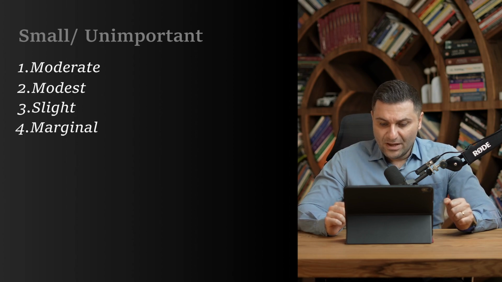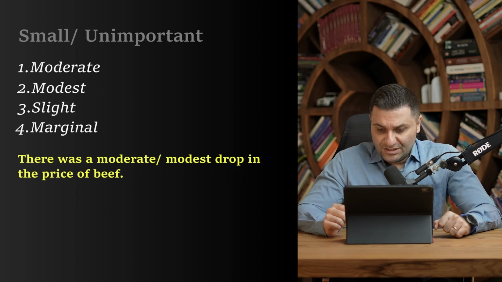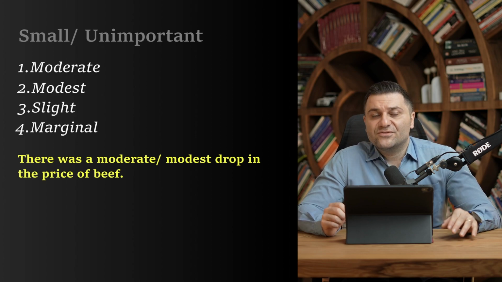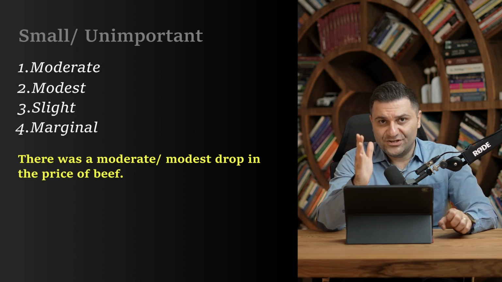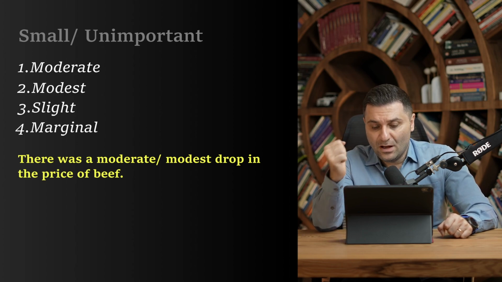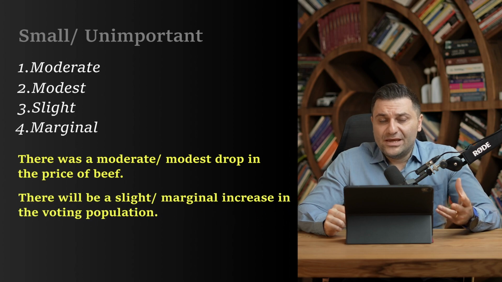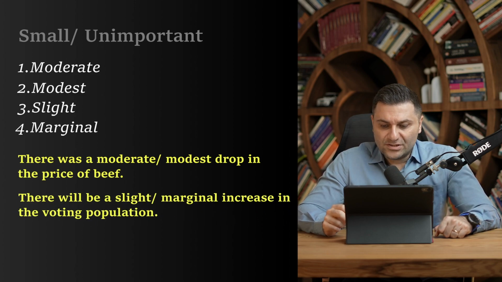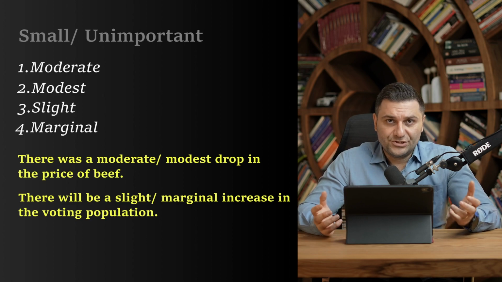For example, there was a moderate or modest drop in the price of beef. So we have an adjective, and after the adjective, there is a noun. Or there will be a slight or marginal increase in the voting population.